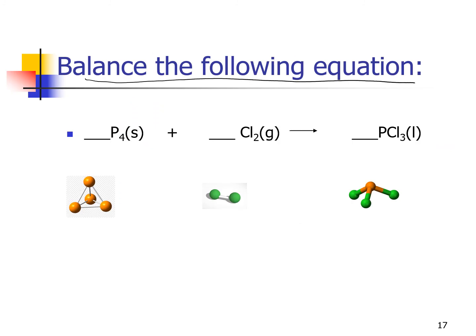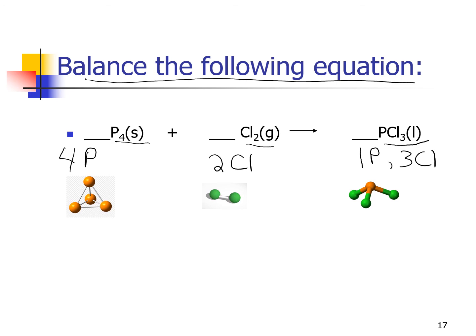Balance the following equation. Phosphorus solid plus chlorine gas produces phosphorus chloride liquid. Phosphorus is one of our polyatomic elements, so 1 molecule of phosphorus contains 4 atoms of phosphorus. Chlorine is one of our diatomic elements, so a molecule of chlorine contains 2 chlorine atoms. A molecule of phosphorus trichloride contains 1 phosphorus and 3 chlorines.